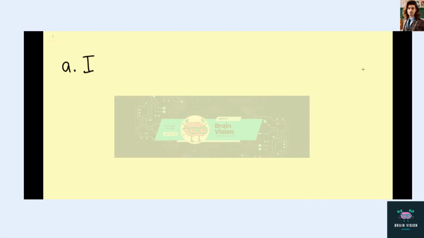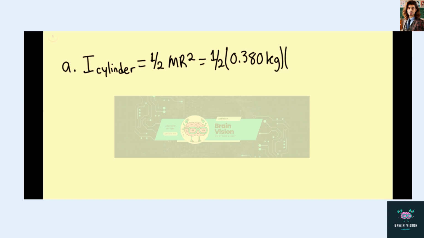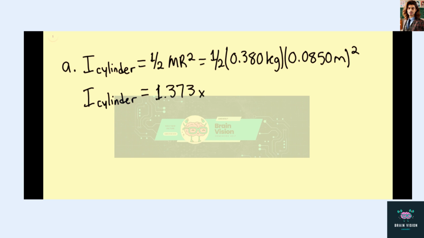Here for part A, it is quite simple. We are just solving for the moment of inertia for a cylinder. This would be equal to 1/2 m r squared. So we solve 1/2 times 0.380 kilograms multiplied by 0.0850 meters quantity squared. And we find that the moment of inertia of the cylinder is going to be equal to 1.373, or we can round to 1.37 times 10 to the negative third kilograms meters squared.